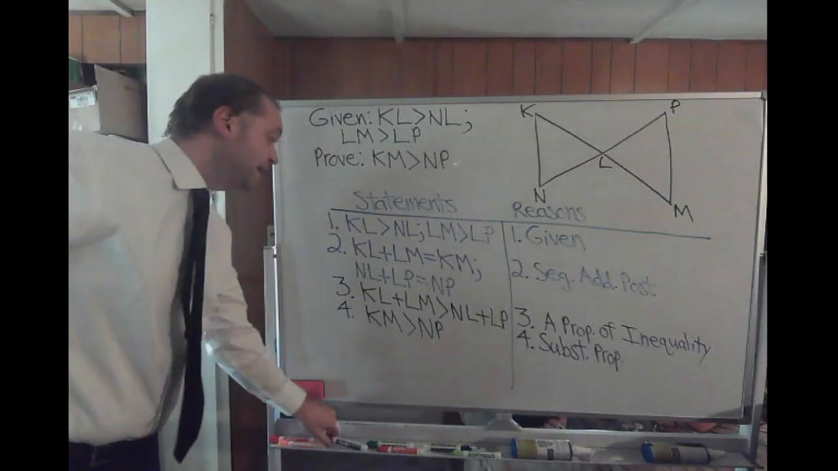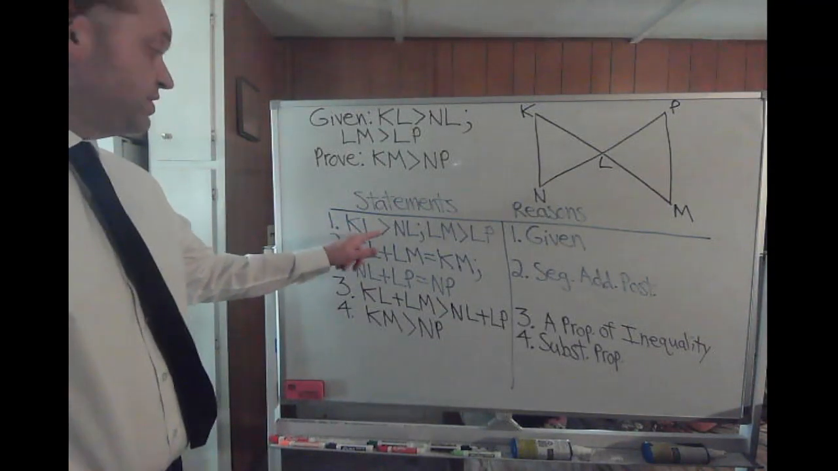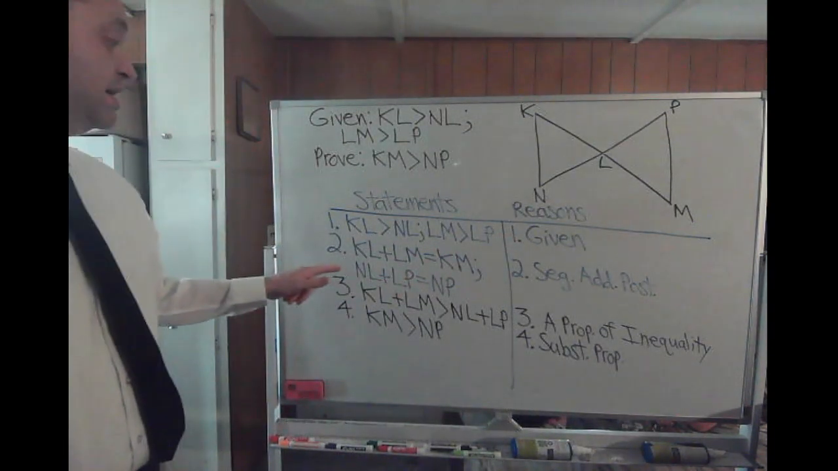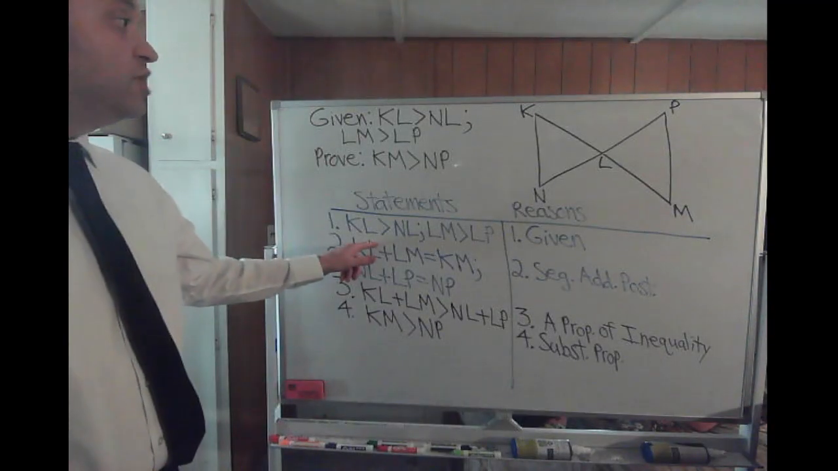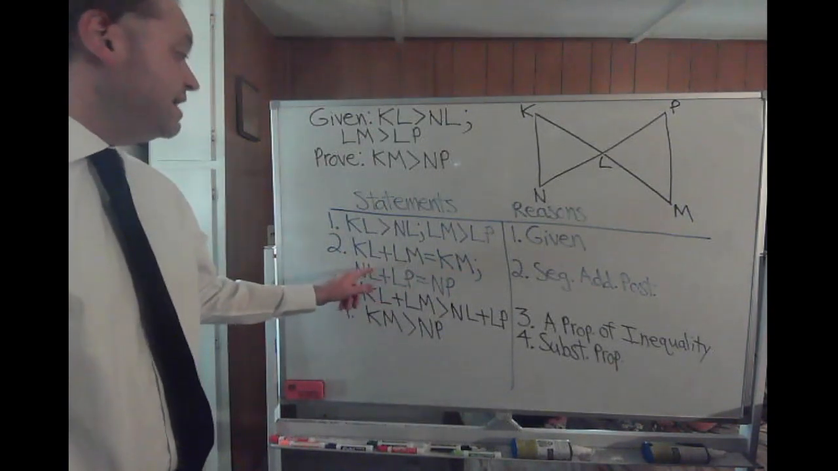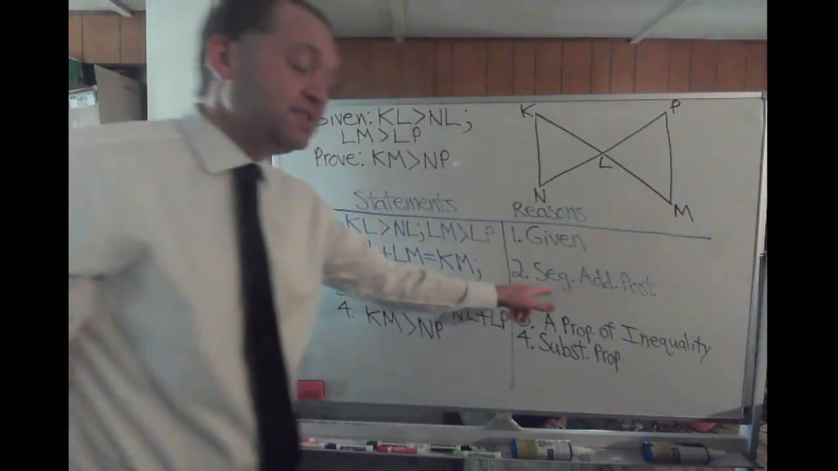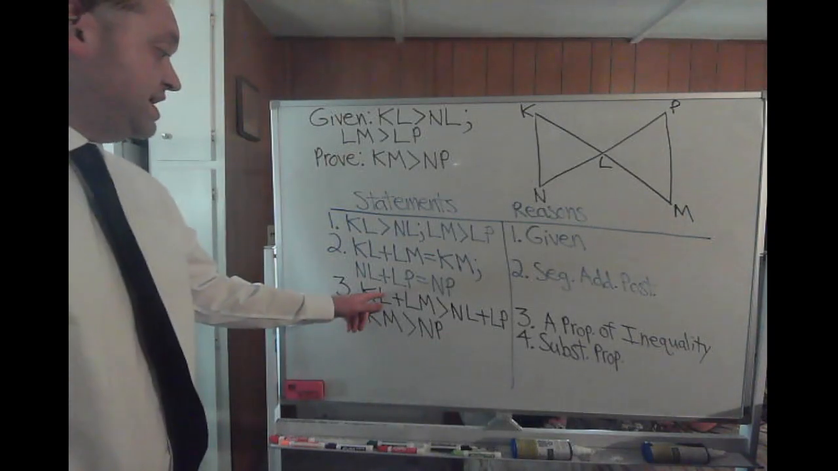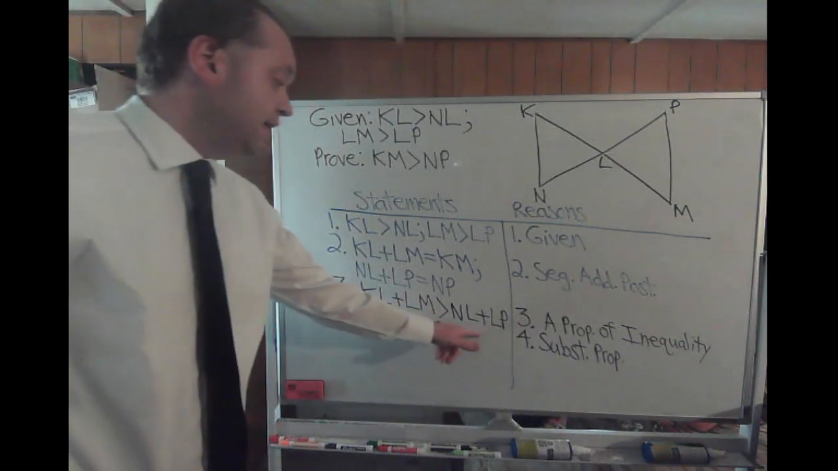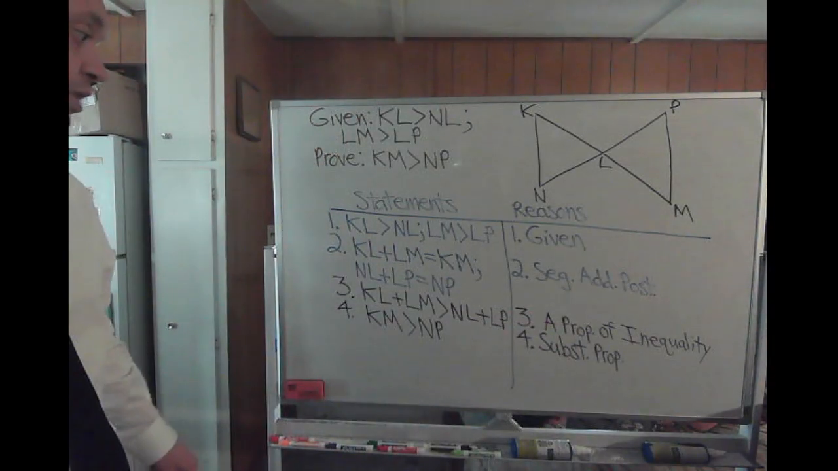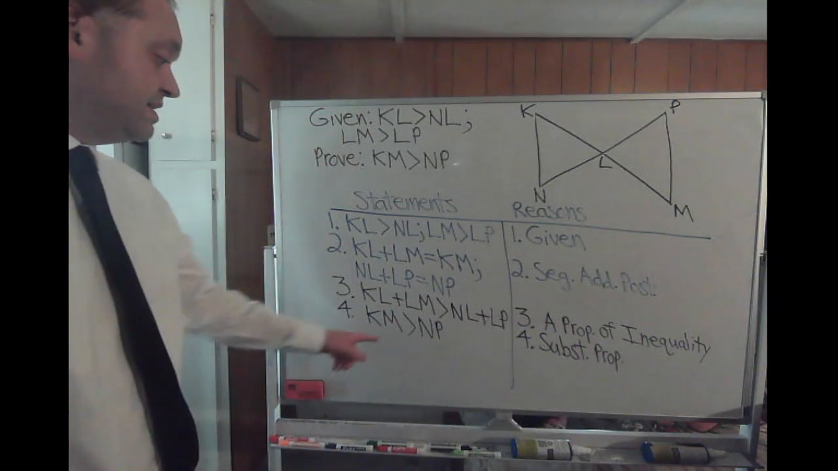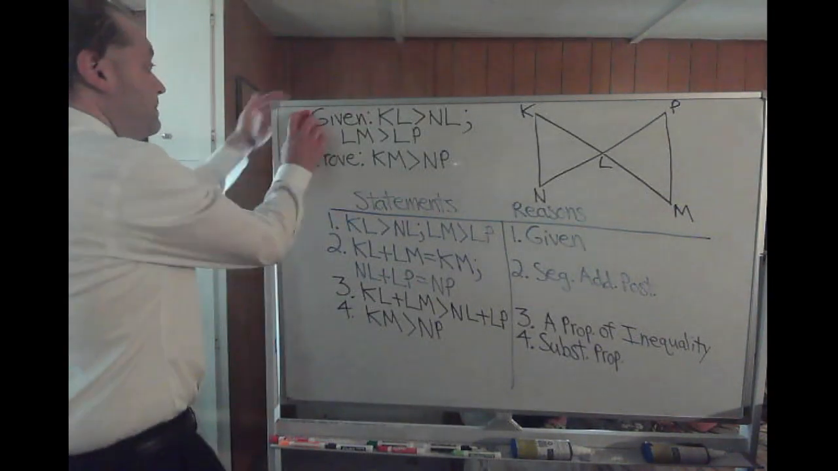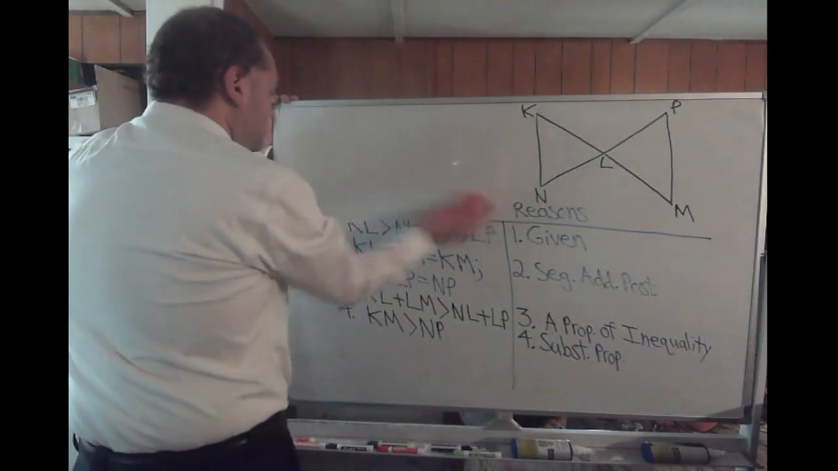So let's go through this proof again. We'll start with KL is greater than NL, LM is greater than LP. That was given to us. And then we're going to say KL plus LM equals KM, NL plus LP equals NP. That's by the segment addition postulate. And then by a property of inequality, you can say KL plus LM is greater than NL plus LP. That's by a property of inequality. And then last but not least, by the substitution property, you could say KM is greater than NP. So that's how you would do an inequality proof.